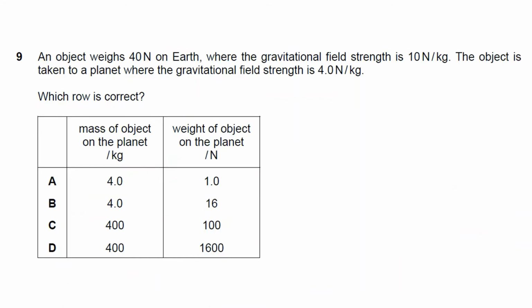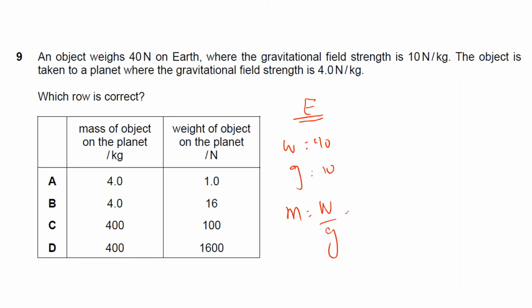Okay. Now they say an object weighs 40 Newton on Earth where the gravitational field strength is 10 Newton per kg. The object is taken to a planet where the gravitational field strength is 4. And they're saying which row is correct. So if we really think about it, on Earth, I know the weight, which is 40, and I know g, which is 10. So the mass is simple to find out, right?